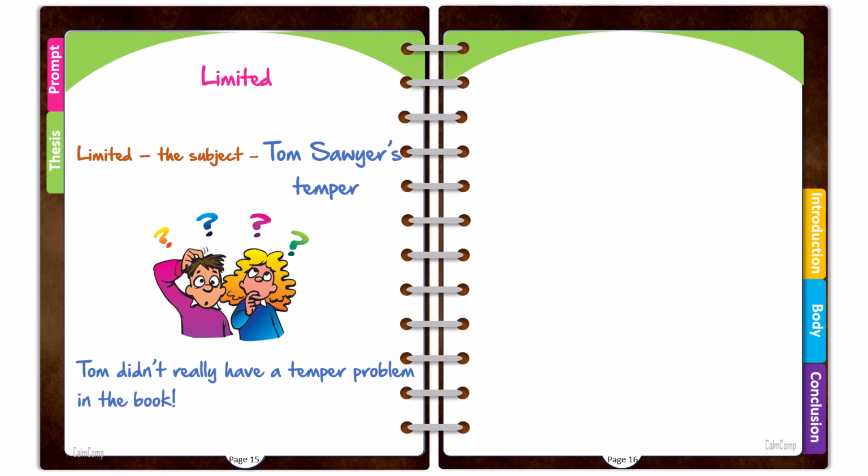So what does this mean? We don't have enough evidence to support the claim about Tom's temper problem. We need to find an aspect of Tom that the author actually wanted to portray in his writing. After brainstorming a little bit, I came up with Tom Sawyer's sense of adventure, which lands him into more actual trouble than him getting mad at people around him.